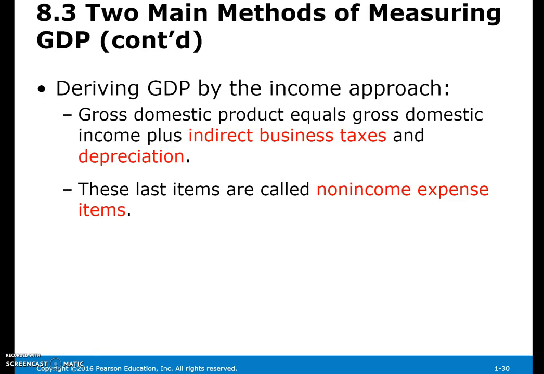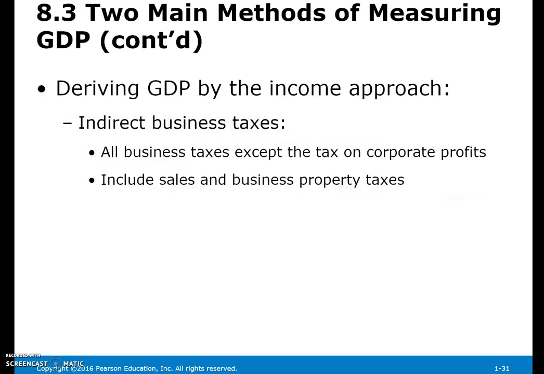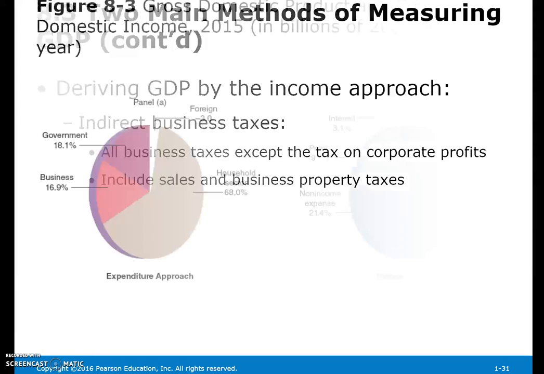Well, so gross domestic product equals gross domestic income plus indirect business taxes and depreciation. And these last items are non-income expense items. Indirect business taxes are all business taxes except the tax on corporate profits. It includes the sales and business property taxes.